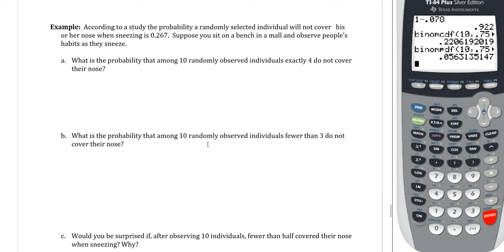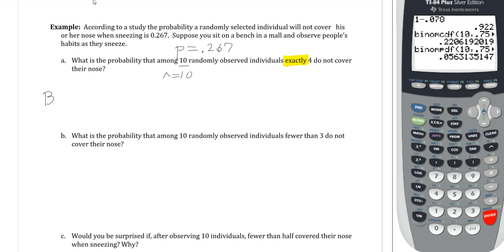According to a study, the probability a randomly selected individual will not cover his or her nose when sneezing is 0.267. So that's the probability that they will not cover their nose. So we have P equals 0.267. I always like to write down numbers outside of the description. Suppose you sit on a bench in a mall and observe people's habits as they sneeze. What is the probability that among 10 randomly selected individuals, so n is 10, exactly 4 do not cover their nose? Notice that the word we have here is exactly.